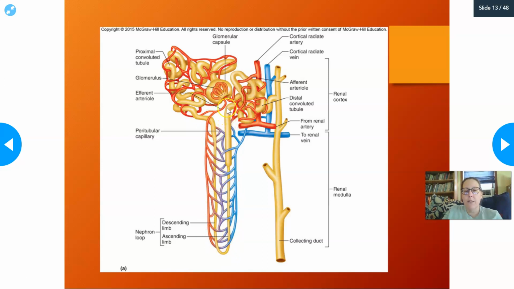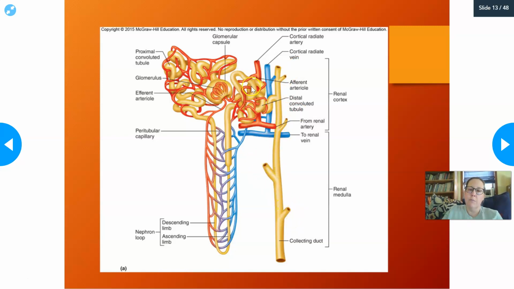And then we have the distal convoluted tubule going on here. And then we hook here into the collecting duct. And you can see there's another hook area where this would be another nephron, another nephron, another nephron, another nephron.